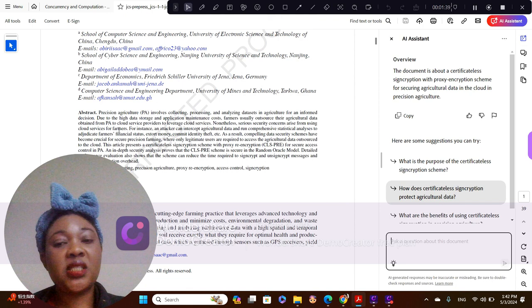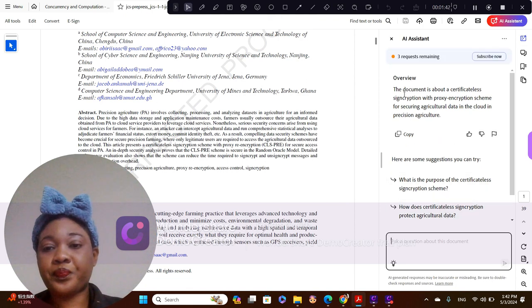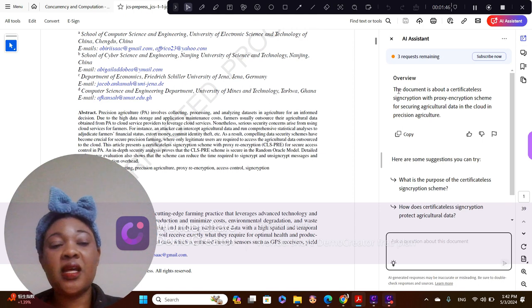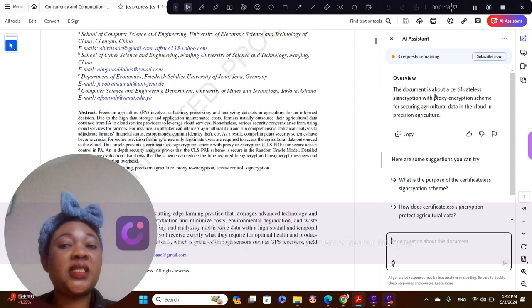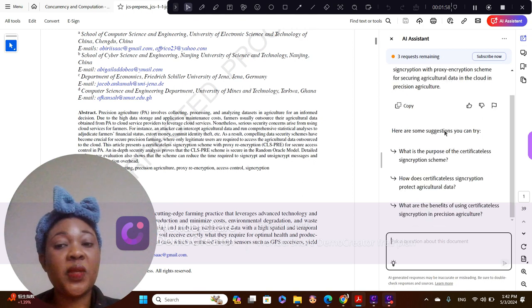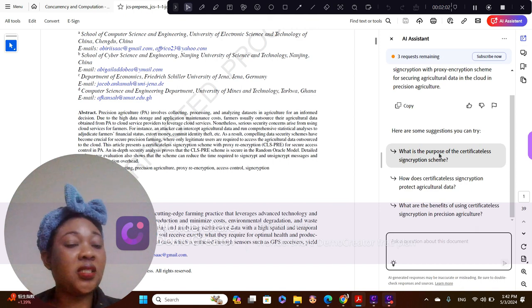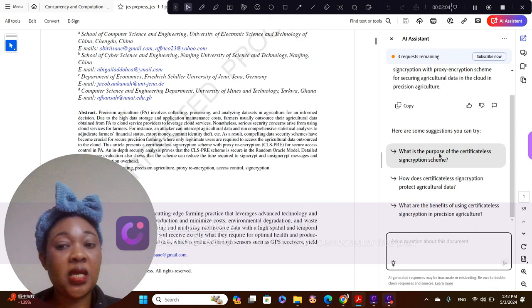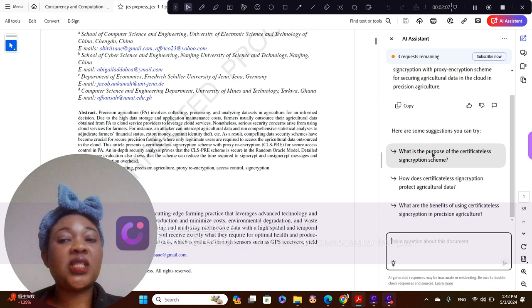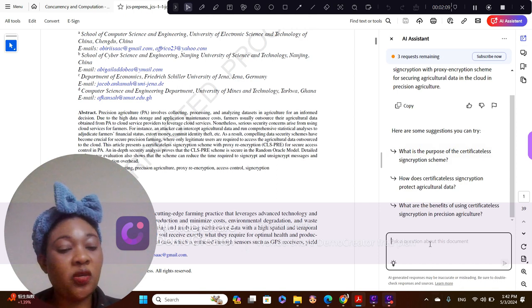So looking at this abstract, if you look at the AI assistant, you can see that it gives you an overview of the paper. It's about a serverless encryption proxy encryption scheme for securing agricultural data, and it gives you suggested questions you can ask. So what is the purpose of this?